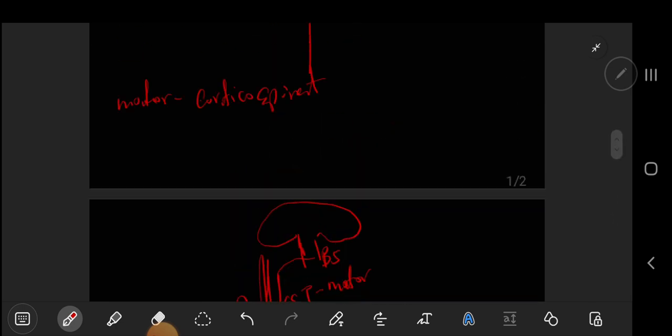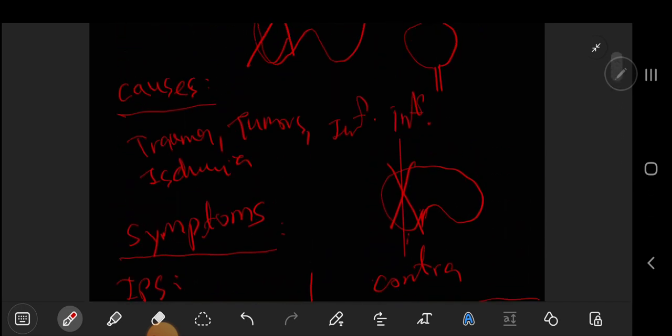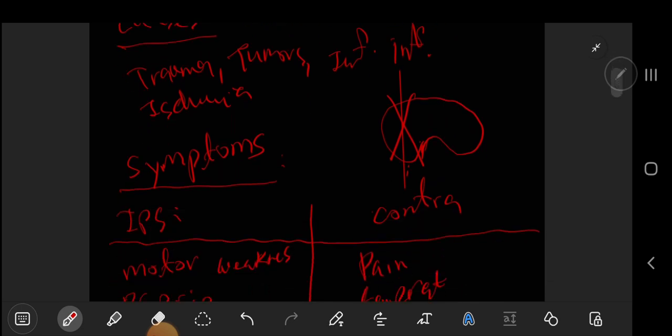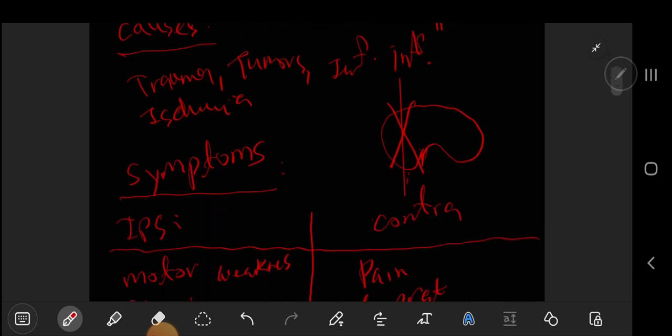So this is the constellation, the interesting constellation of the Brown-Séquard syndrome. This is the constellation that is very neuroanatomical, if you want to think about it.